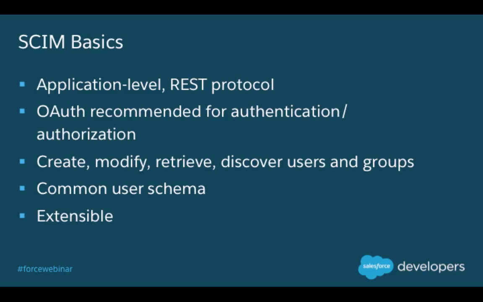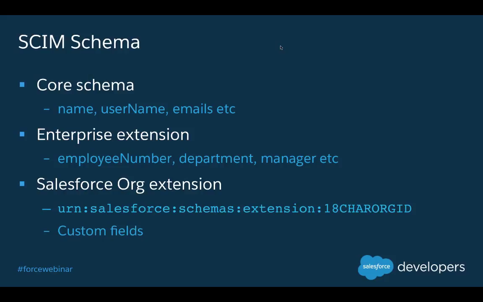SCIM brings a common user schema that is also extensible. And this is really important. The SCIM core schema contains all of those fields that are pretty much common to every service provider. So user records are going to have a name, a username, a set of email addresses, and so on. SCIM also allows extensibility. So there's an enterprise extension that has fields that are more oriented towards employees, so employee number, department, and so on.